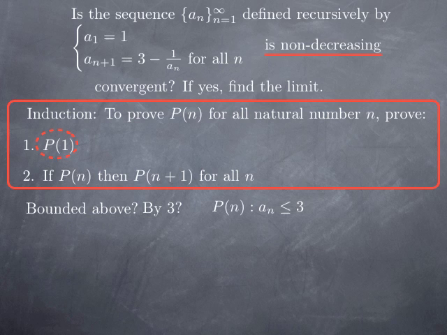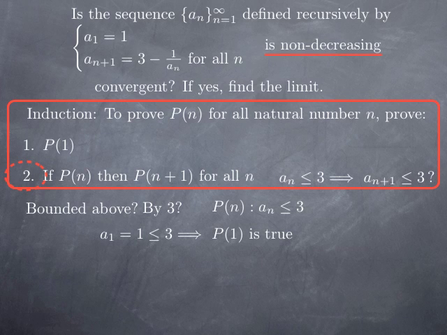So we start with P(1), and this is easy to check. a_1 is 1, that's certainly less than or equal to 3, so P(1) is true. Then we turn to, if we have P(n), then we have P(n+1). In other words, we want to show that if a_n is less than or equal to 3, so is a_{n+1}.